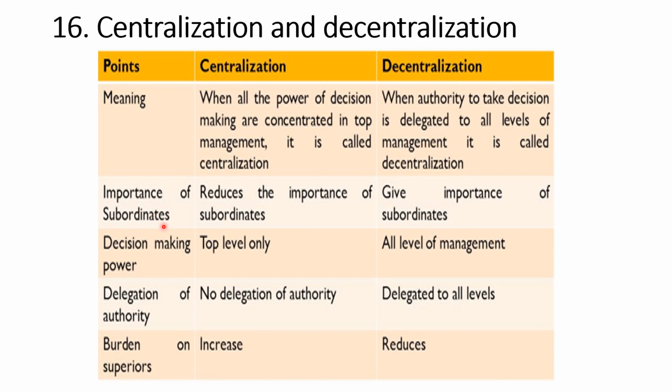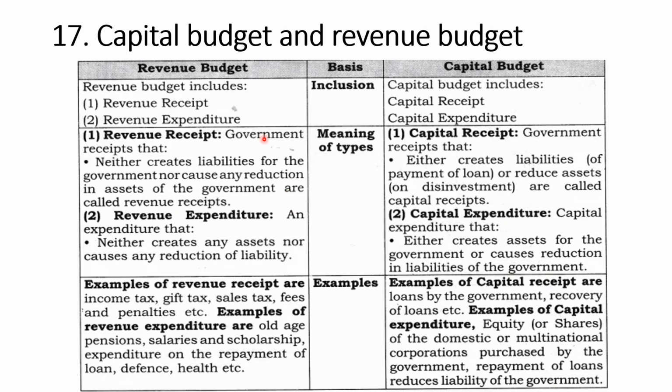Importance of subordinate. In centralization, reduced importance of subordinate. In decentralization, give importance to subordinate. The decision-making power in centralization lies in the top level. In decentralization, it lies in all levels of management. Delegation of authority. There is no delegation in centralization, but in decentralization there is delegation to all levels of management. The burden on superiors, in centralization it is increased and in decentralization it is reduced.